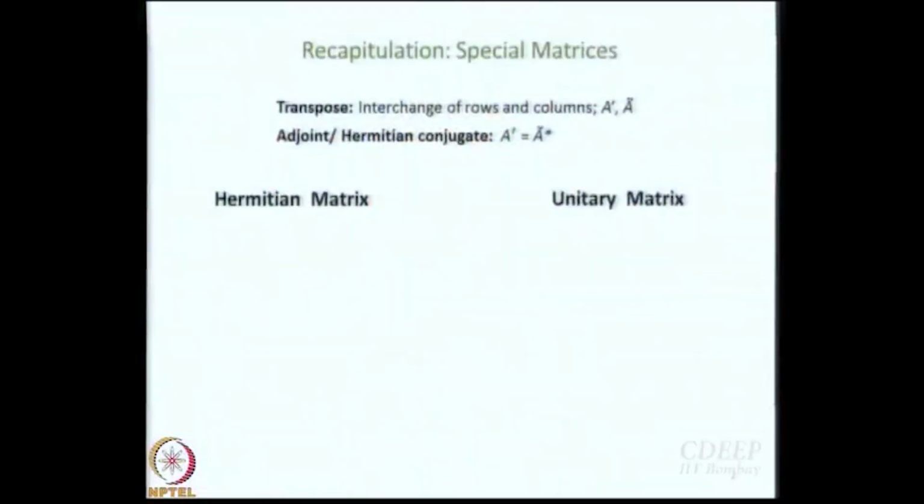We have talked about transpose, we have talked about adjoint, or what is sometimes called a Hermitian conjugate. We have talked about Hermitian matrices and unitary matrices, and since we all know this, in fact we tested this in the last class also.